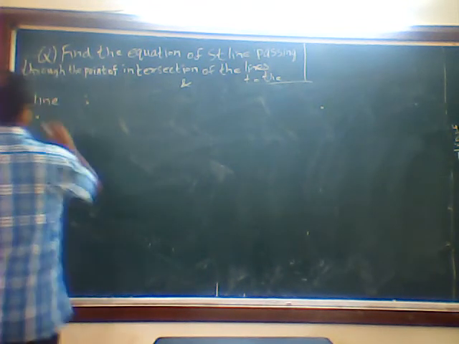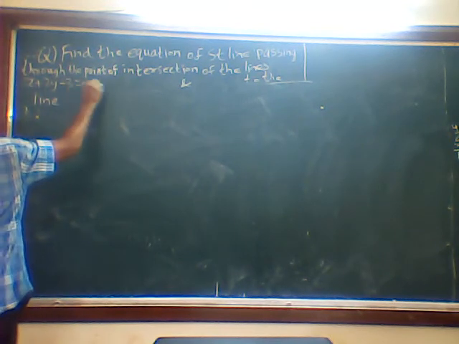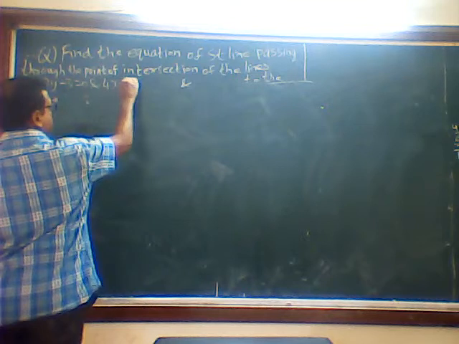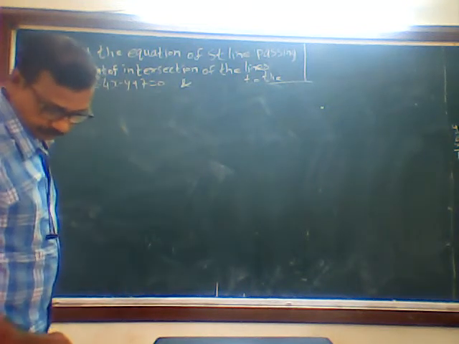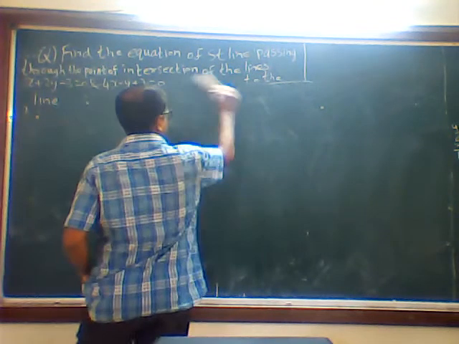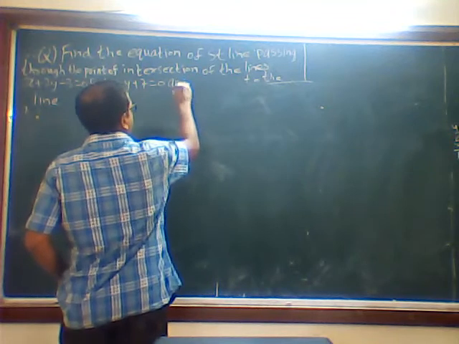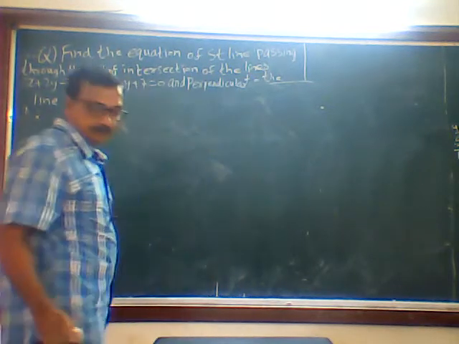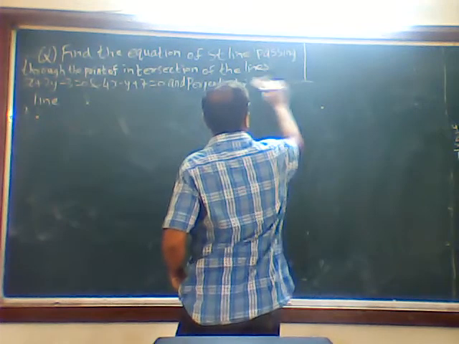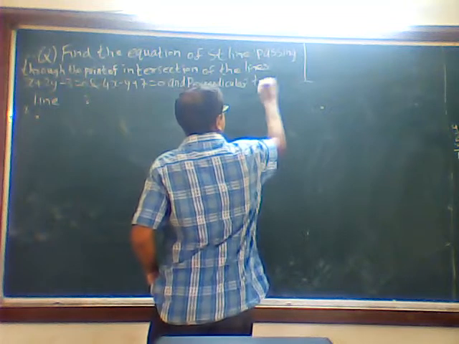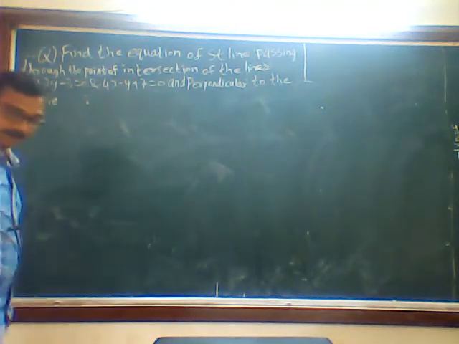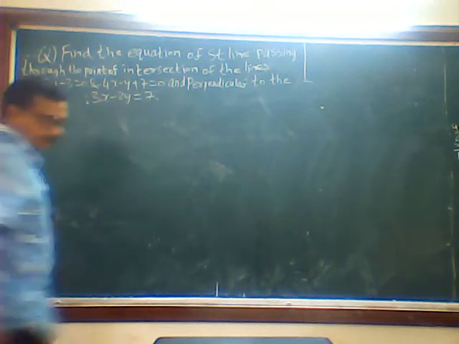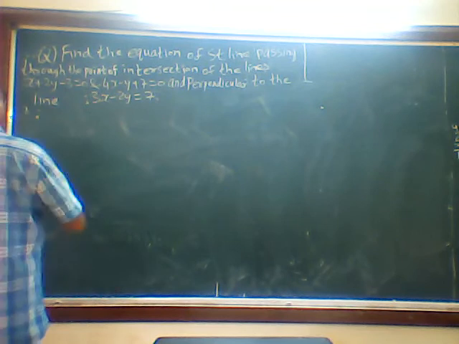Find the equation of the straight line passing through the point of intersection of x plus 2y minus 3 is equal to 0, and 4x minus y plus 7 is equal to 0, and perpendicular to the line 3x minus 2y is equal to 7. Okay, answer.